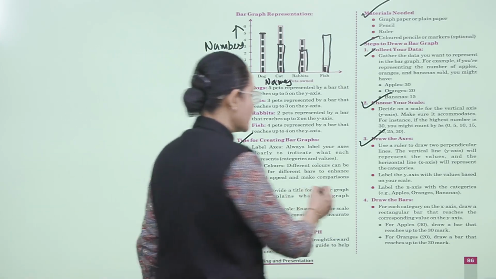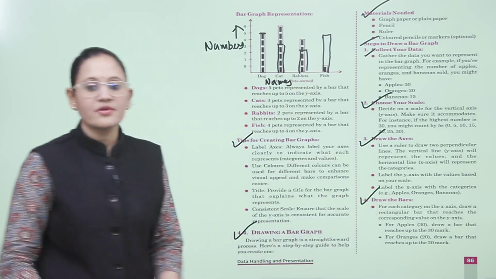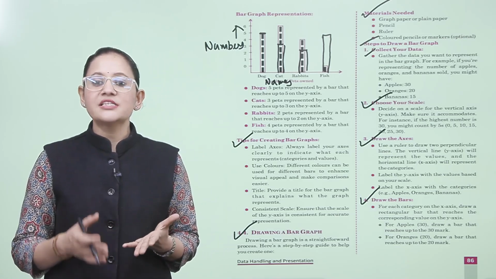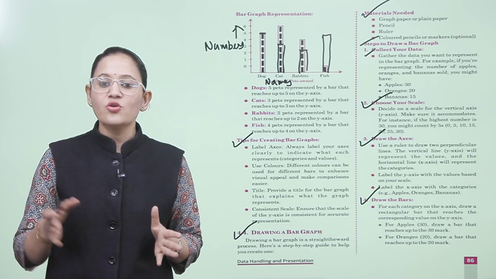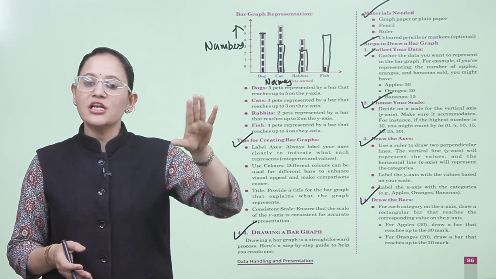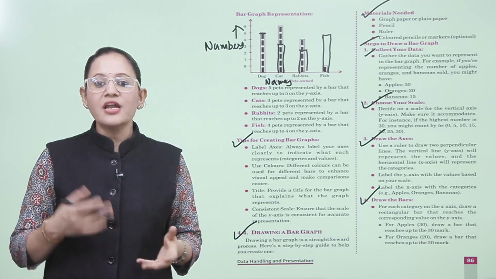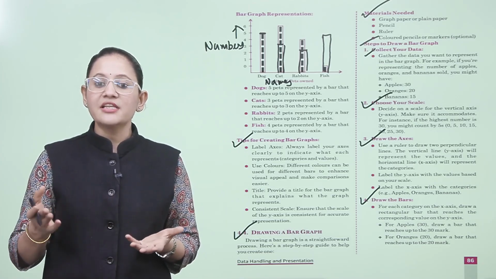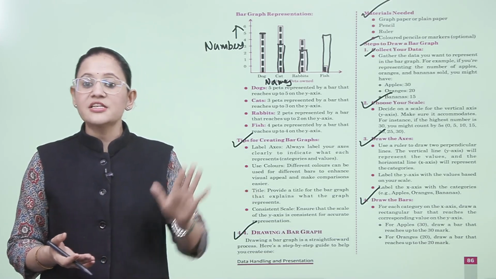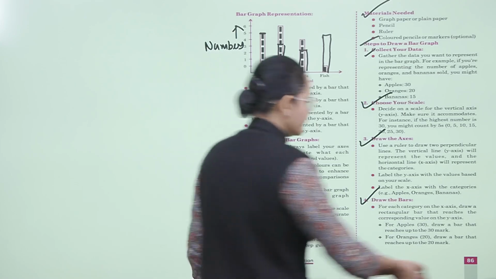Now draw the bars. For each category on the x-axis, draw a rectangular bar that reaches the corresponding value on the y-axis. So you will see the corresponding value on the y-axis, and accordingly you will draw the bars. For apple 30, draw the bar that reaches up to the 30 mark. For oranges 20, draw the bar that reaches up to the 20 mark.